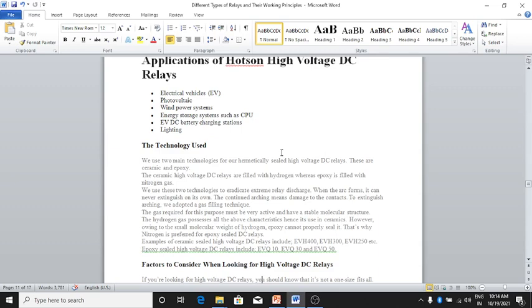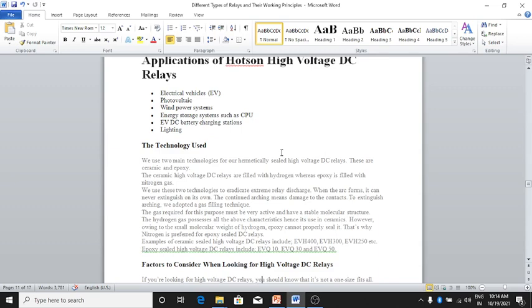The ceramic high voltage DC relays are filled with hydrogen, whereas epoxy is filled with nitrogen gas. We use these two technologies to eradicate extreme relay discharge when the arc forms. It can never extinguish on its own. The continued arcing means damage to the contact.